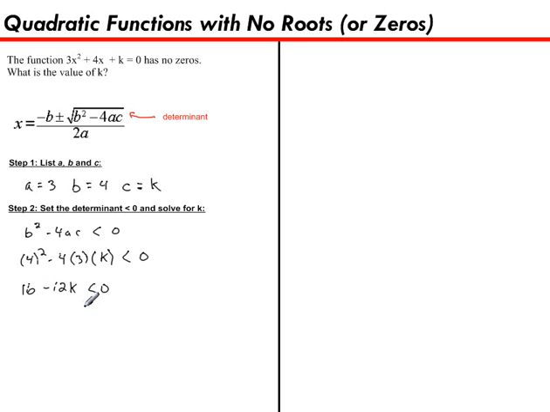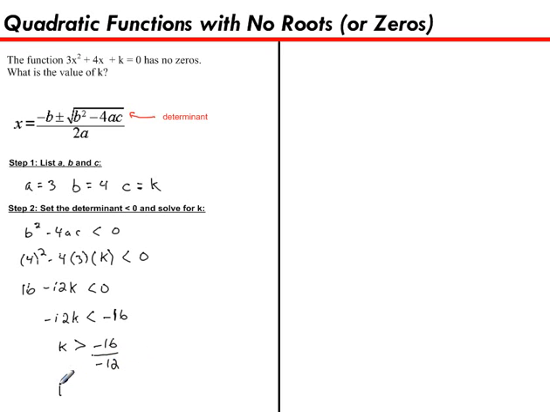Now I'll move the positive 16 to the other side, leaving negative 12k less than negative 16. So far I've treated this less than symbol just like an equal sign, but now it's going to be different. I'm dividing both sides by a negative number. I'm going to divide by negative 12 to isolate for k. And the rule is, if I'm dividing what's called an inequality by a negative number, I have to reverse the sign. So pay attention to that if you ever come to that situation in these type of problems. So I just changed it from less than to greater than because I divided by a negative number.